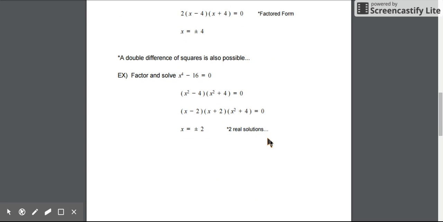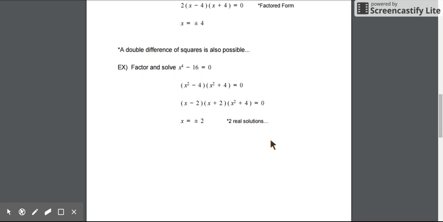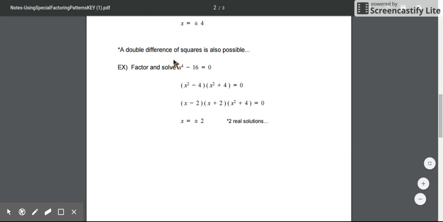There's also one more special case. It's called a double difference of squares. Sometimes a quadratic can be factored multiple times using the same pattern. So if we're looking at this quadratic, x to the 4th minus 16, x to the 4th is actually a perfect square, and the square root is x squared. The square root of 16 is 4. So those are the numbers or terms going in our binomials. One set gets a minus, the other gets a plus.